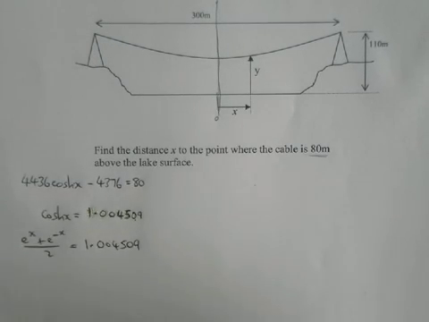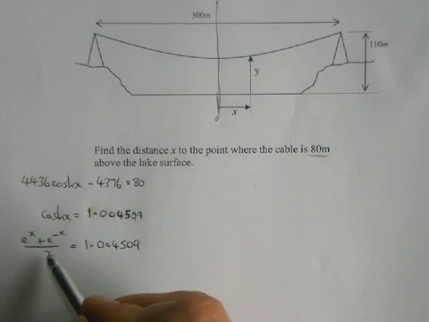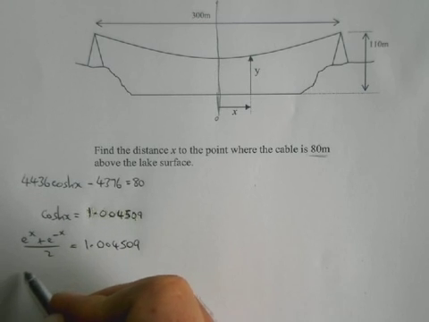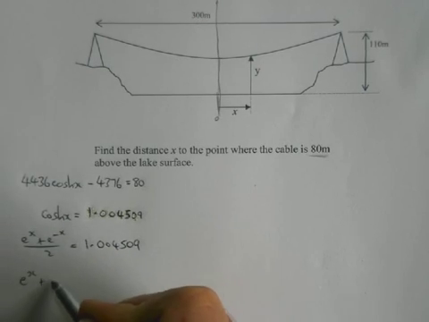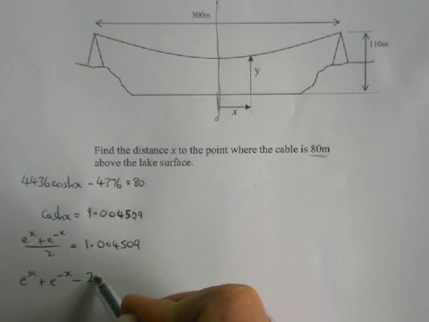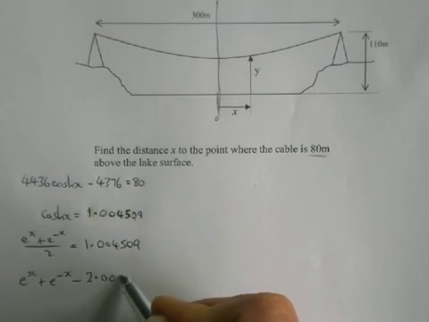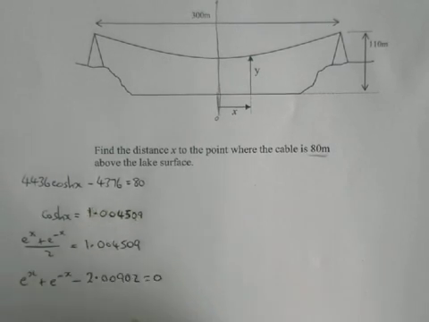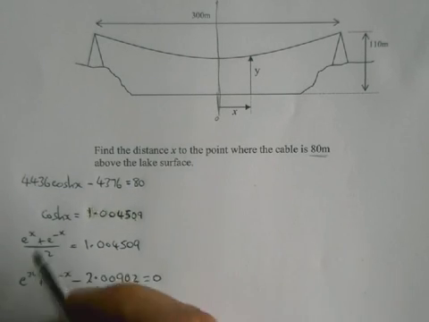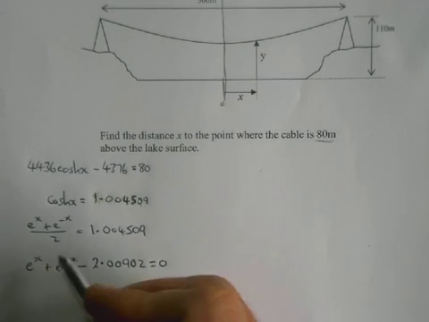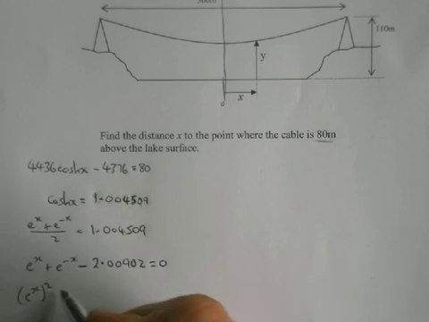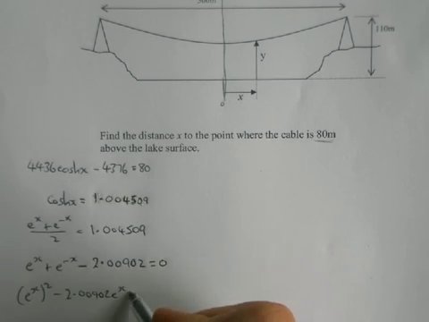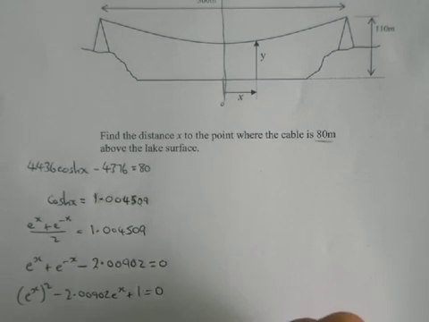And then we're going to do the same as we did when we solved that equation previously, and just multiply the 2 up and make it effectively into a quadratic equation. So I'll just do it in 2 steps. So e to the x plus e to the minus x minus 2.00901, we'll call it 2, equals 0. And then we're going to multiply everything through by e to the power of x. So we end up with e to the power of x squared minus 2.00902 e to the x plus 1 equals 0.